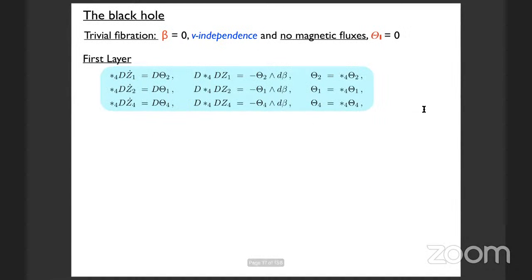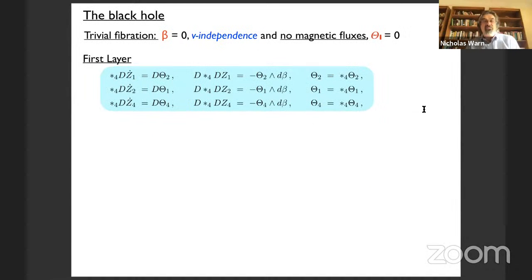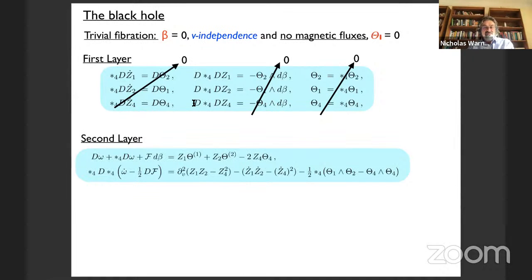Okay, so we're going to start with the simplest possible thing, the black hole. So this is as lame and as simple as you could imagine. The fibration vector is set to 0. Everything's v independent and all the magnetic fluxes go away. So the first layer is almost completely trivial. The only thing that survives is this stuff, all of which has to be 0, which basically says all the functions have to be harmonic.